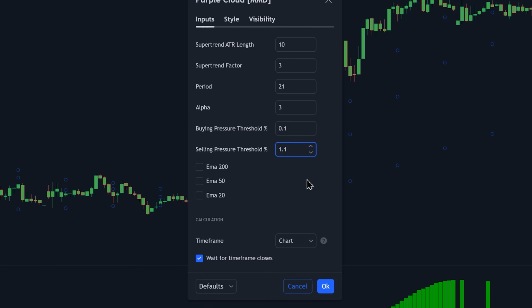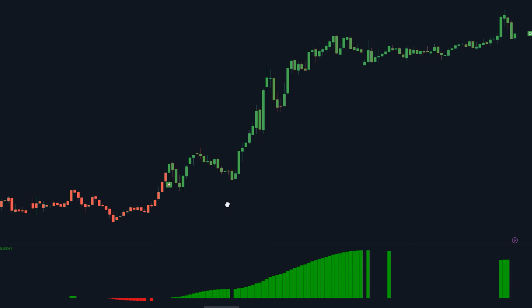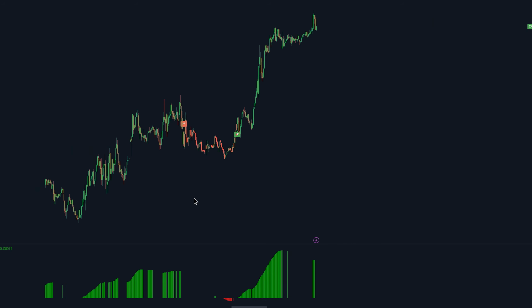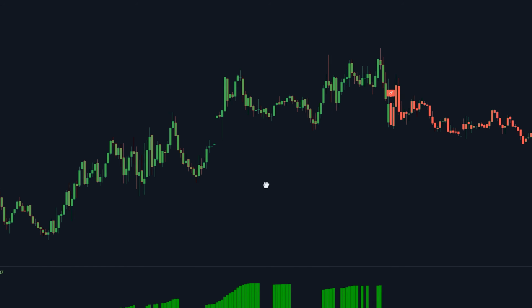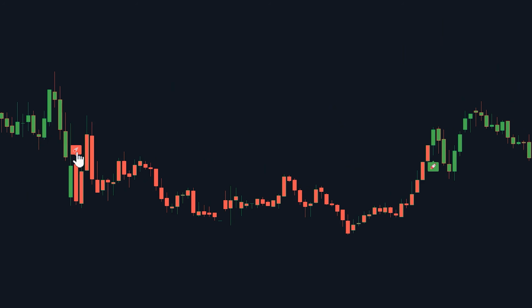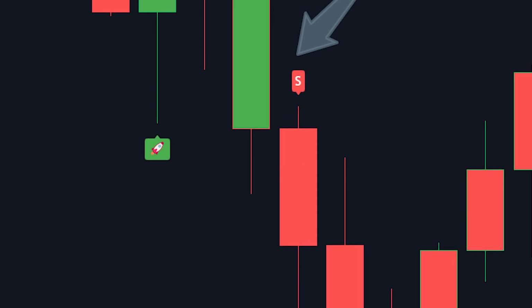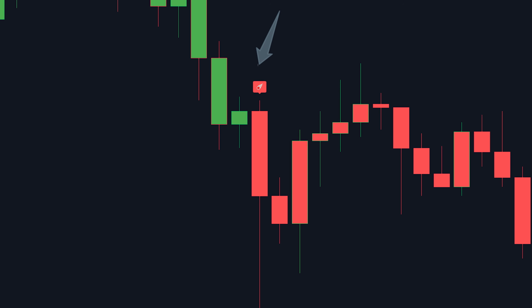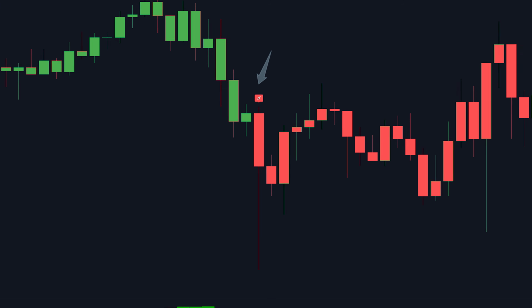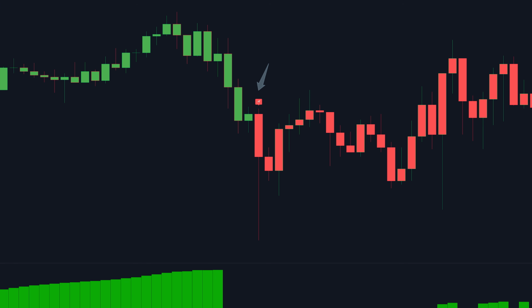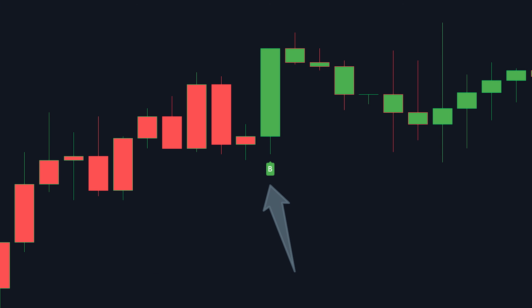After that, click OK. Now, this is a super powerful buy and sell indicator that prints weak and strong buy and sell signals. An S label, like this, indicates a weak sell signal. However, this signal indicates a super strong sell signal, and these are the ones we're going to be using for our positions. A B label, on the other hand, indicates a weak buy signal.